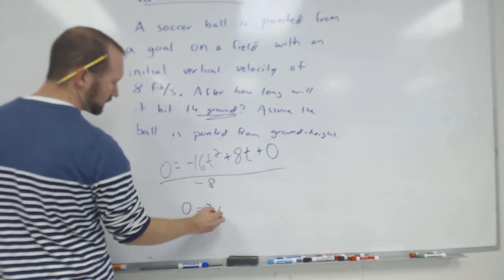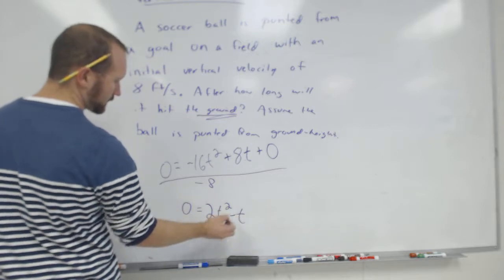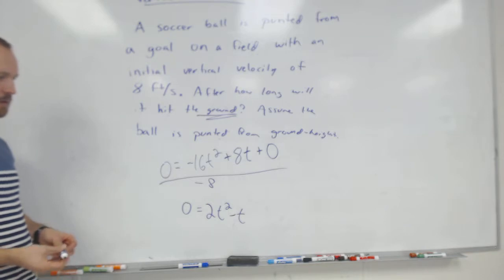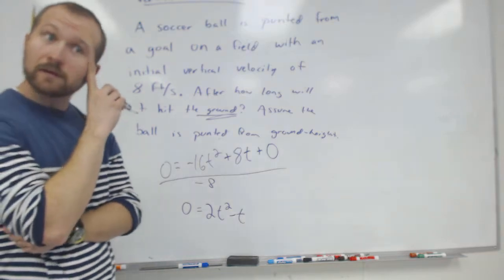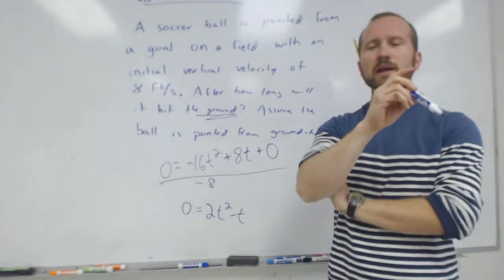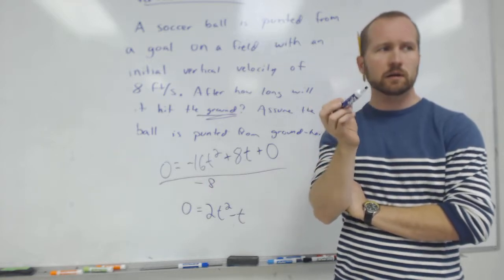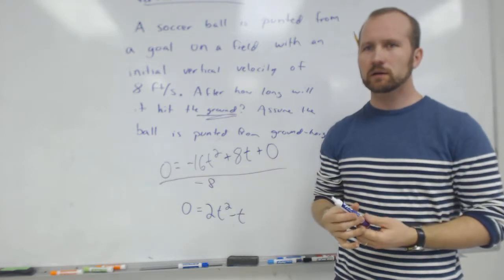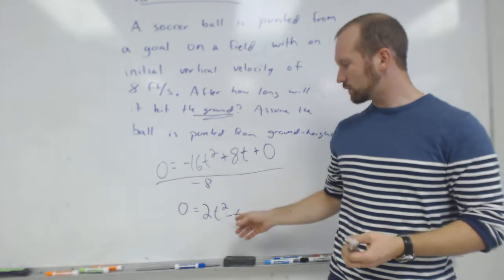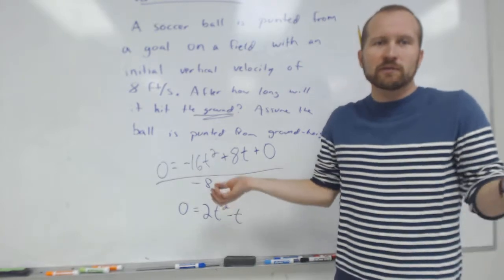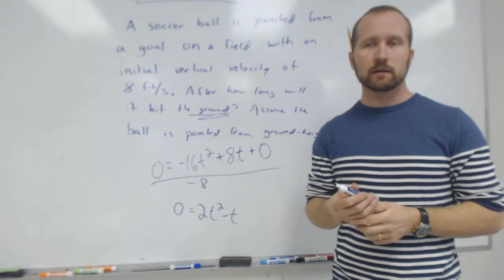0 equals 2t squared minus t. Okay. Can we divide by t? No, because there's a 1 and a 0. What? We can divide by any number, right? So we can divide by t, because t is a number. Can we divide by any number? Well, yeah. What number can we not divide by? 0. Is t 0? No. I have no idea if t is 0. I don't know what it is, so I can't divide by it.